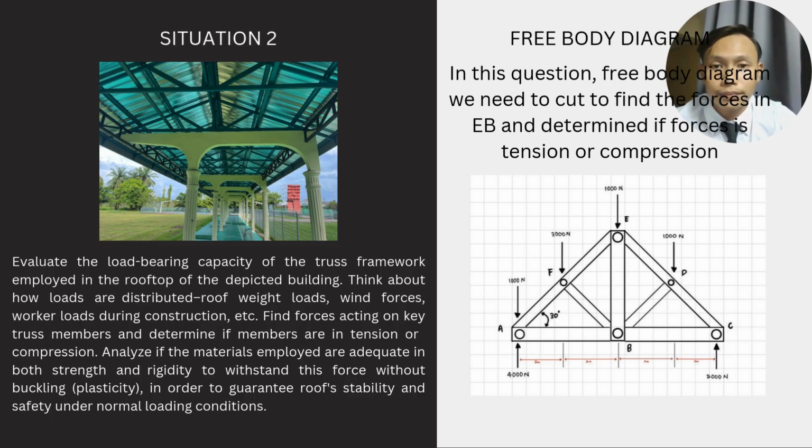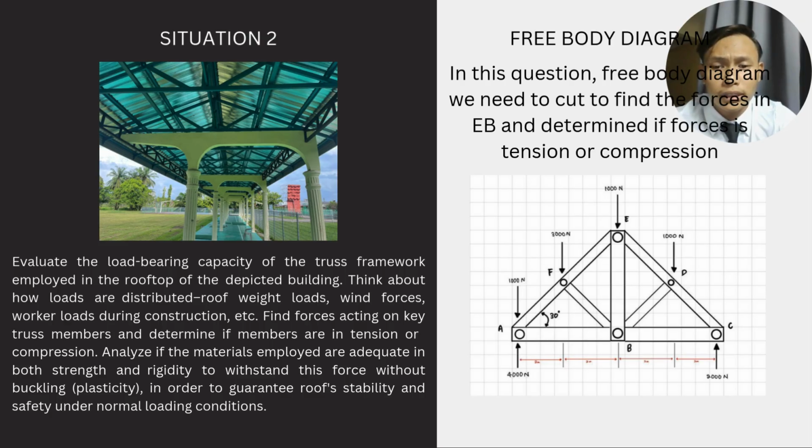For question 2, we can see the truss of the roof. The task is to evaluate the load-bearing capacity of the truss framework employed in the rooftop of the depicted building. Think about how loads are distributed: roof weight load, wind forces, worker loads during construction. Find forces acting on key truss members and determine if members are in tension or compression. Analyze if the materials employed are adequate in both strength and rigidity to withstand the forces without buckling, in order to guarantee roof stability and safety under normal loading conditions.